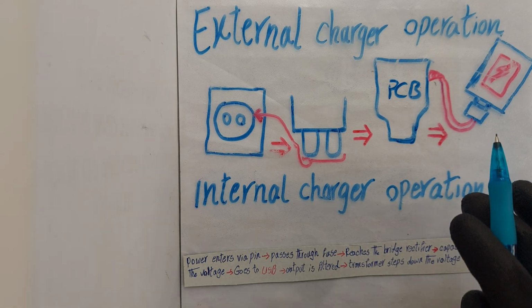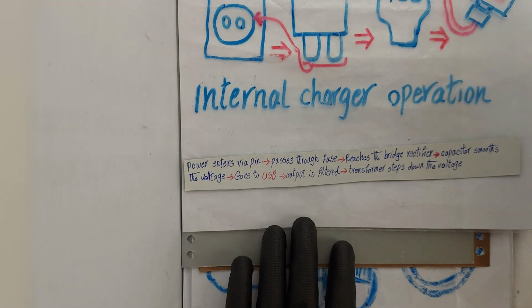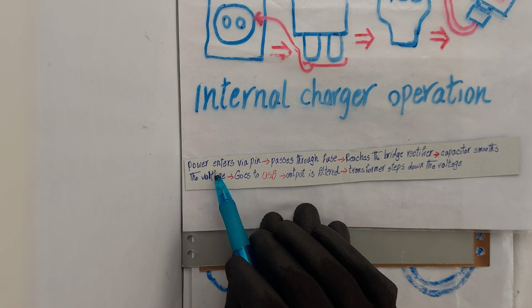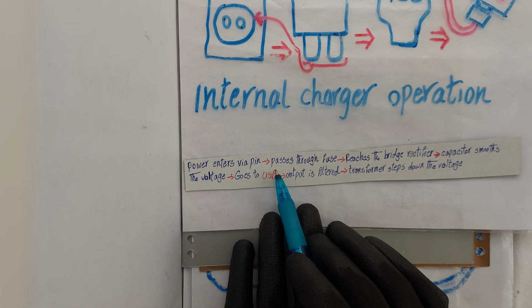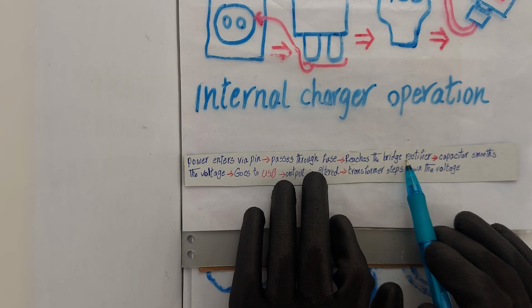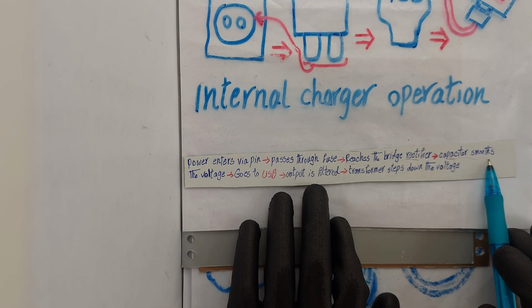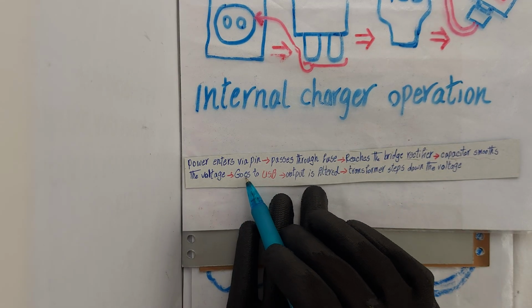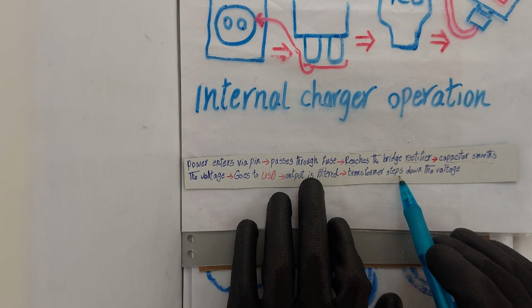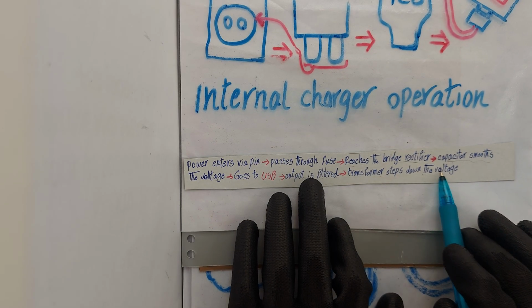In brief, inside the charger, at first, electricity enters through the pins, then passes through a fuse, then reaches the bridge rectifier. A capacitor smooths the voltage, it goes to USB, the output is filtered, and a transformer steps down the voltage.